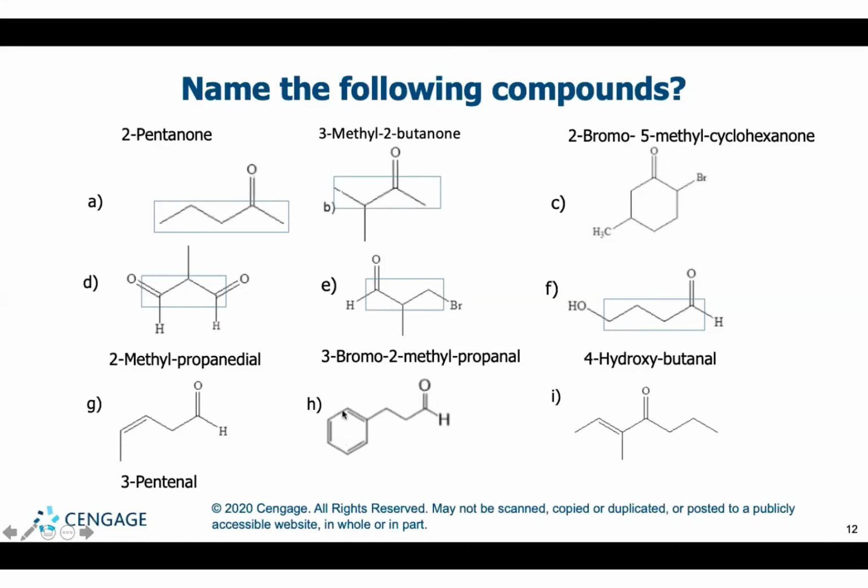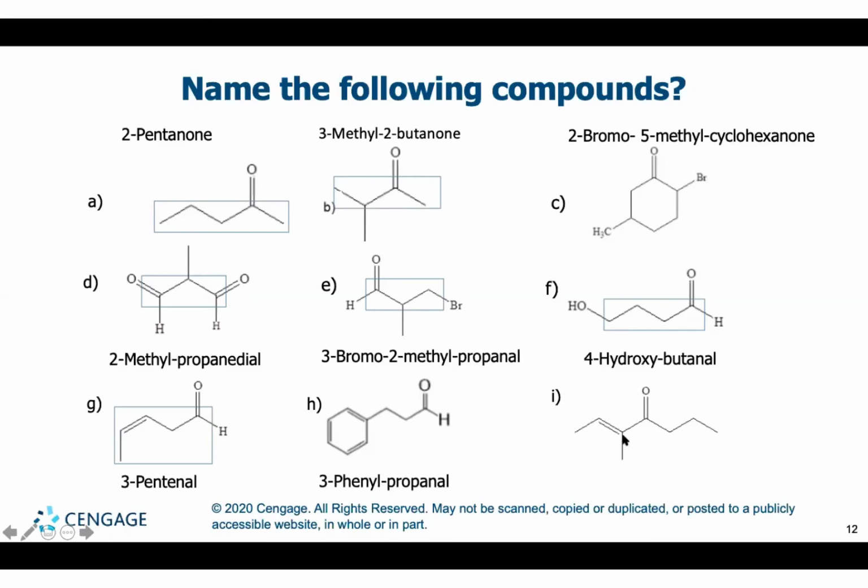So what about this one, guys? Here we have a phenyl group, because I have 3 carbons here. My benzene ring would be like a branch. So it's going to be 3-phenyl propanal.